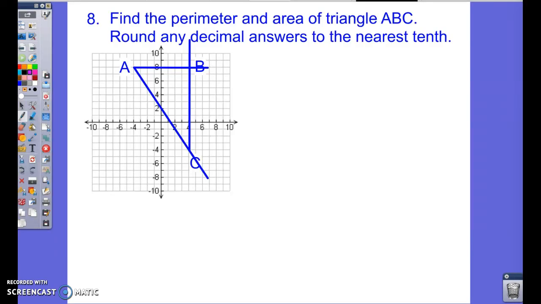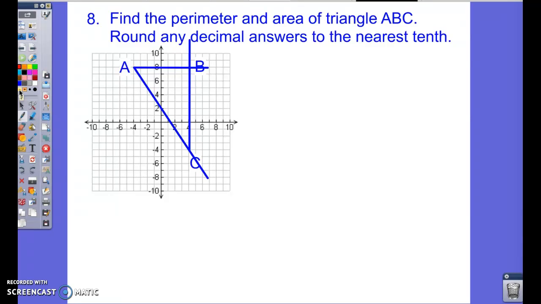Okay, this video will cover the second day of our Pythagorean theorem examples to help get you ready for the PSSA test. Starting with example 8, the problem asks us to find the perimeter and area of triangle ABC. So we have two things we need to do here, and it is asking us to round any decimal answers to the nearest tenth.